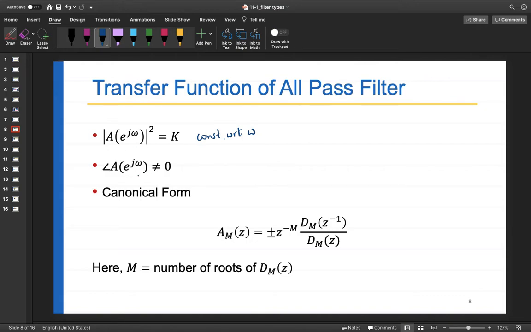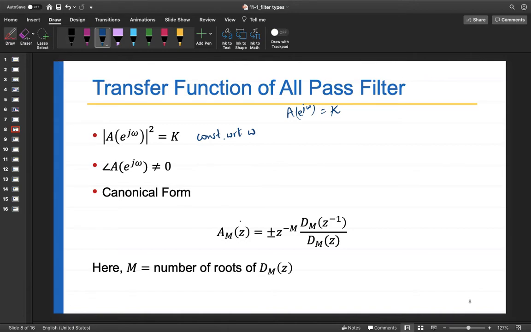But the phase response will not be zero, which means it will introduce different delays, because somebody may think, okay, e to the power j omega is simply a constant k, or root of k, whatever. But if this is simply constant, then that also is an all pass filter, but then it does not do anything to the frequencies, and so this filter is just a gain. So that is not the purpose. The purpose is to have different phase changes for different frequencies. Okay, so with that basic definition, let's formulate a canonical form of all pass filters.